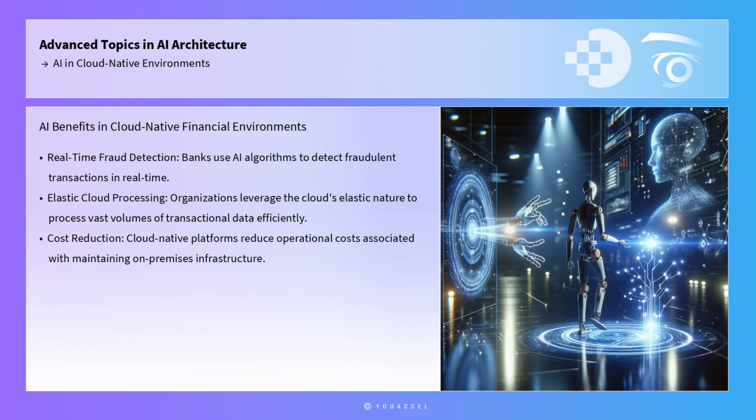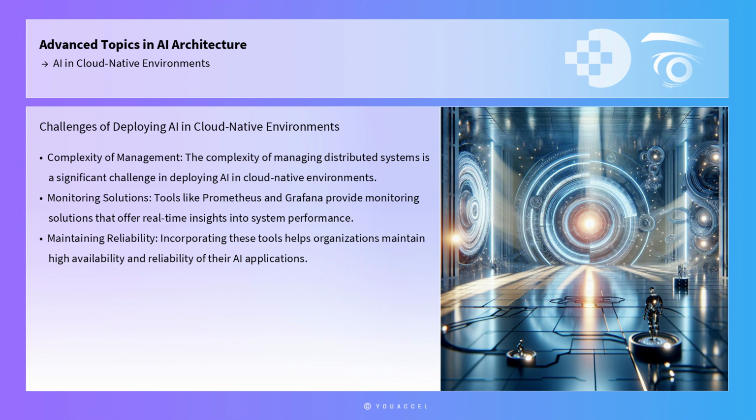The financial sector also benefits from AI in cloud-native environments. Banks and financial institutions use AI algorithms to detect fraudulent transactions in real time. By deploying these algorithms on cloud-native platforms, organizations can leverage the elastic nature of the cloud to process vast volumes of transactional data efficiently. This approach not only enhances the accuracy of fraud detection, but also reduces operational costs associated with maintaining on-premises infrastructure.